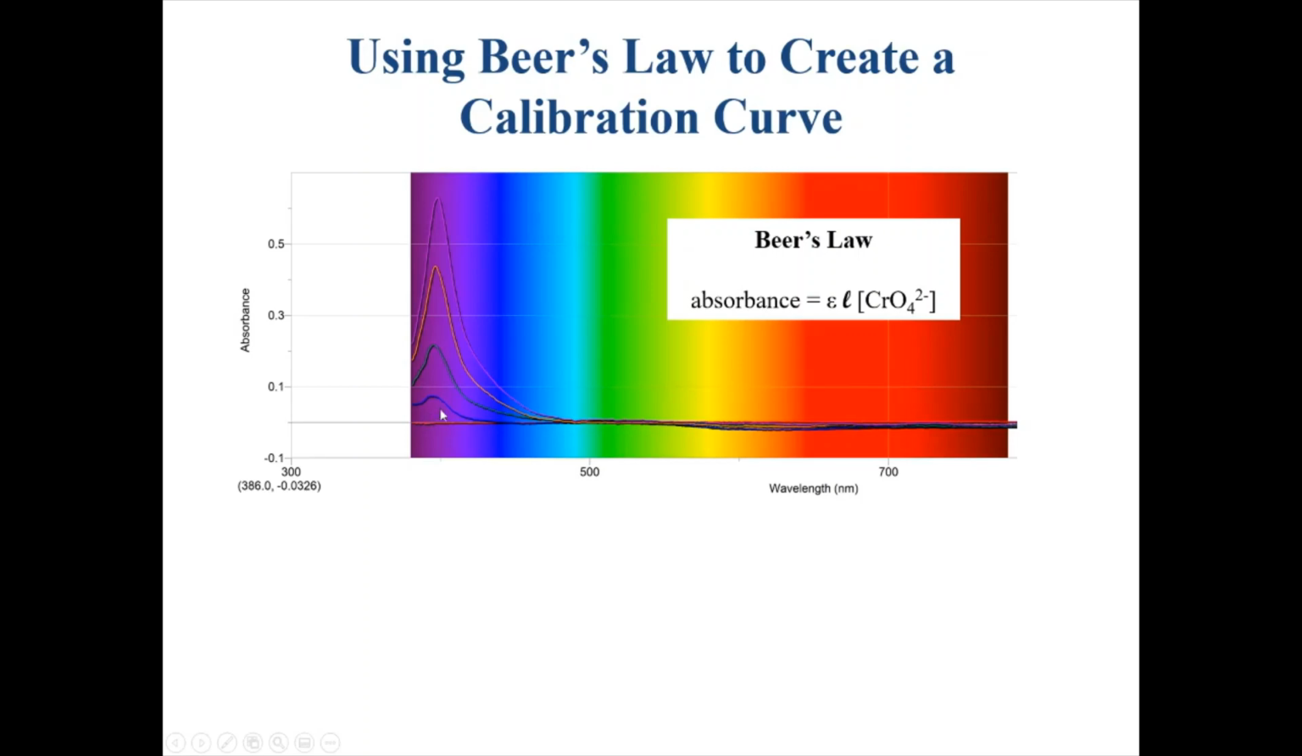What we're going to do is get the absorbance out for each of those concentrations. We're going to go in and measure the absorbance at a single wavelength at the peak. About 400 nanometers is where the peak is. And then we're going to pick out what the absorbance is at each one of those concentrations.